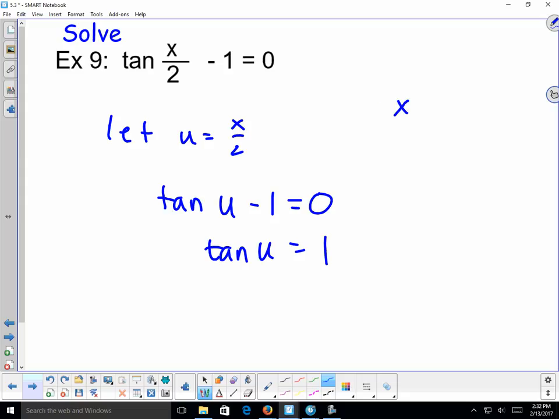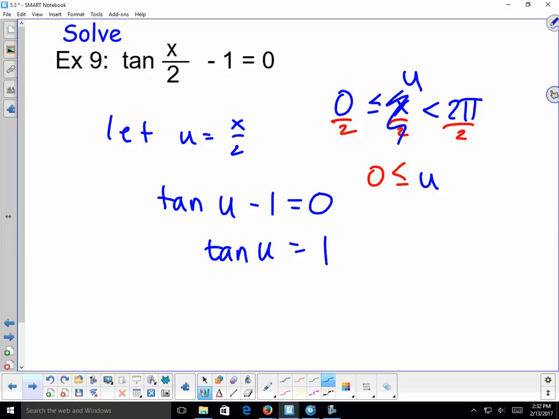Well, remember, we're looking for x between 0 and 2 pi, but we really want to know what about x over 2. So let's divide everything by 2. So it's just between 0 and pi. And this is equal to u, right? So I can rewrite x over 2 as u. So I'm looking for u between 0 and pi. So where between 0 and pi is the tangent equal to 1?